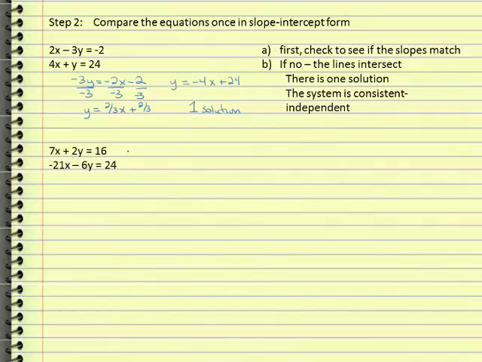On our next example, I'm going to move the x over, and that'll give me 2y is equal to negative 7x plus 16. I'm going to divide everything by 2, giving me that y is equal to negative 7 halves x plus 8. For my second equation, I'll have negative 6y is equal to 21x plus 24. I'm going to divide everything by negative 6.